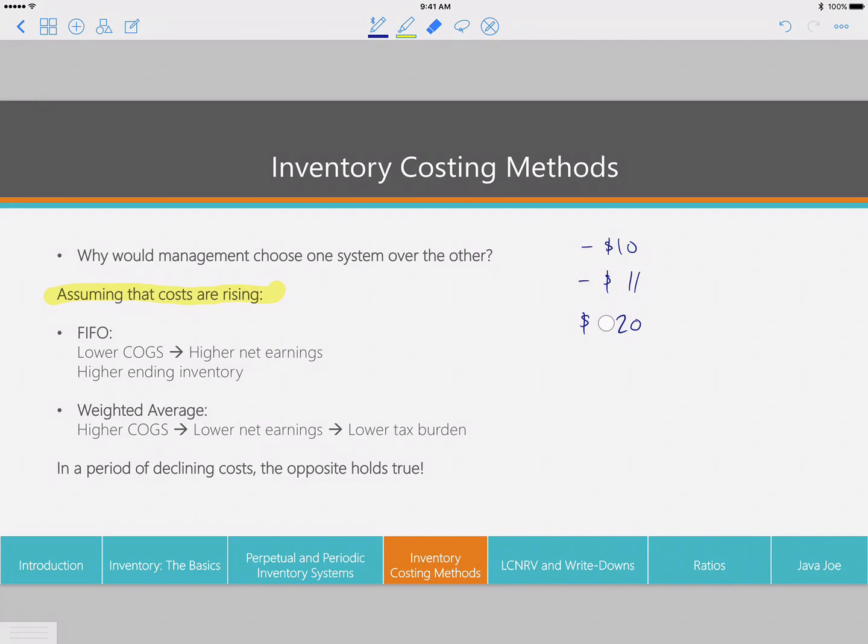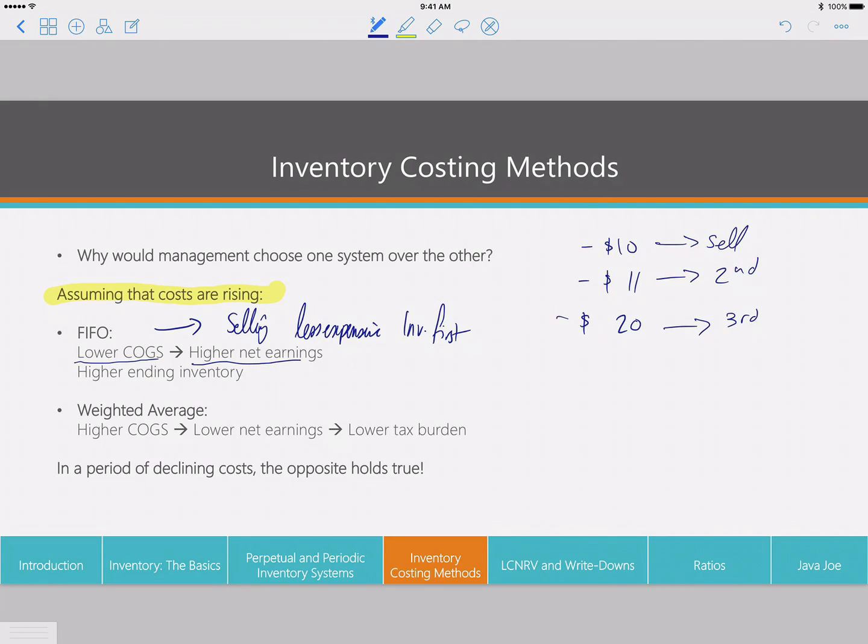Under FIFO, we're selling through items and we're keeping track of the order that we purchased them in. So we're starting off by selling these first, then this is going to be sold second, and then this will be sold third. So if we're selling them in the order we purchased them and costs are rising, under FIFO you are selling the less expensive inventory first. So if your inventory is less expensive, it's going to result in a lower cost of goods sold. And if that's the case, it's going to give you higher net earnings.